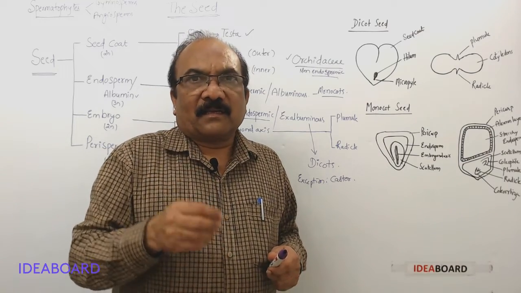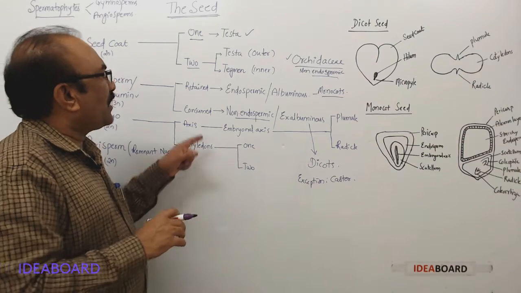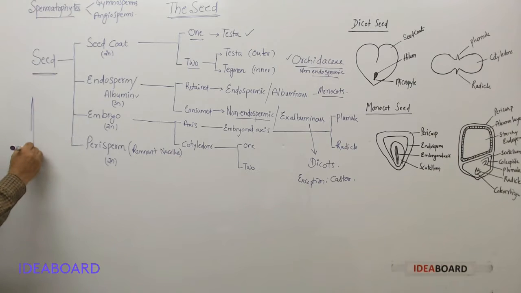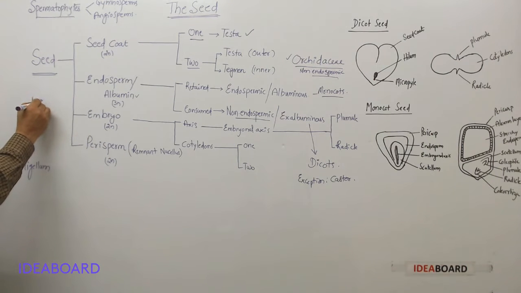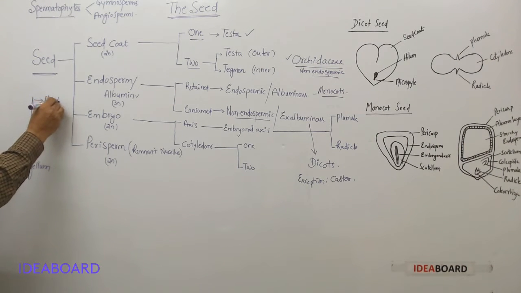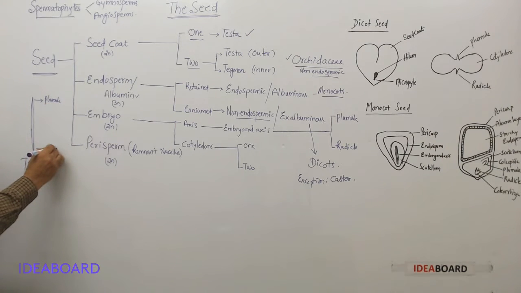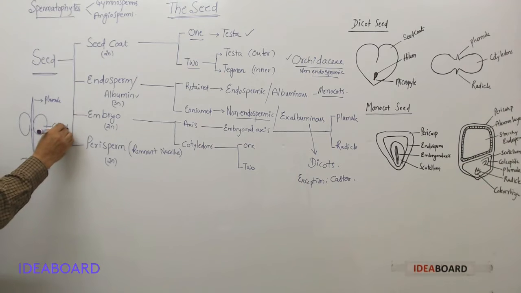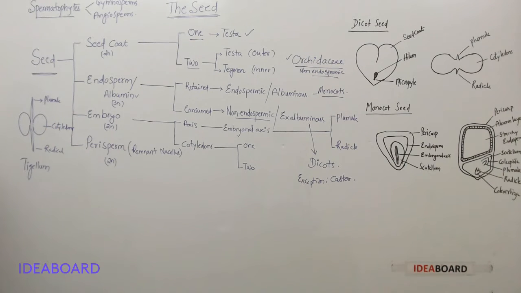So the offspring is in the form of embryo, and that embryo will have one axis. This axis is called embryonal axis, or the other technical term is what? Tigellum. And this embryonal axis will have upper portion which is called plumule, and the lower portion is called radicle, and at one particular point one or two cotyledons are attached. So these are cotyledons which are considered as first leaves of the plants. So this is what embryo actually.